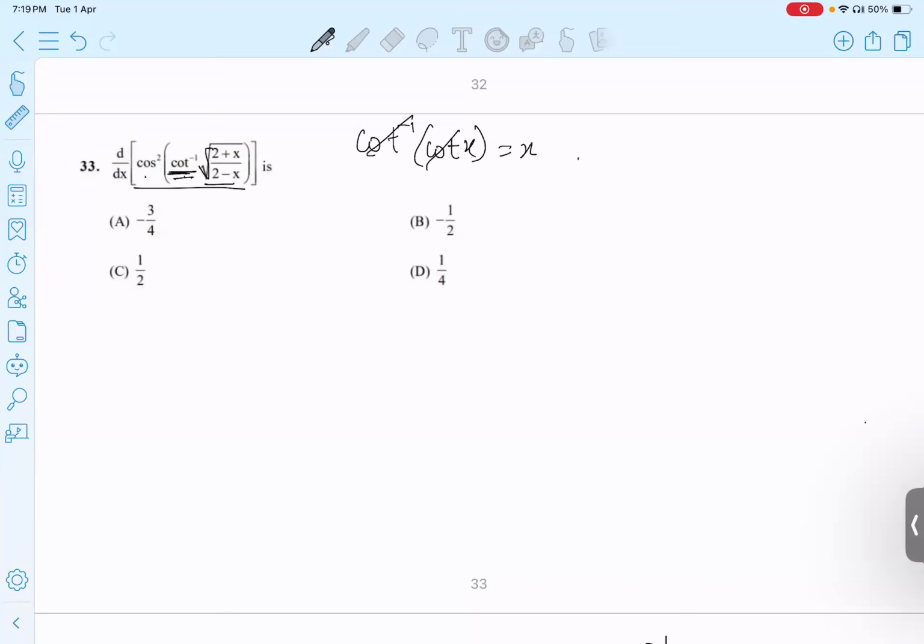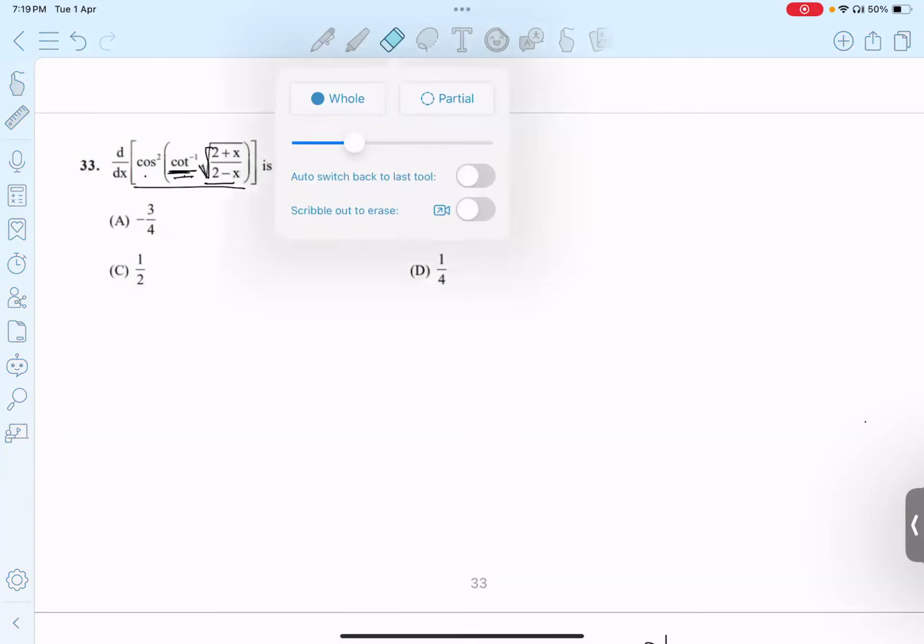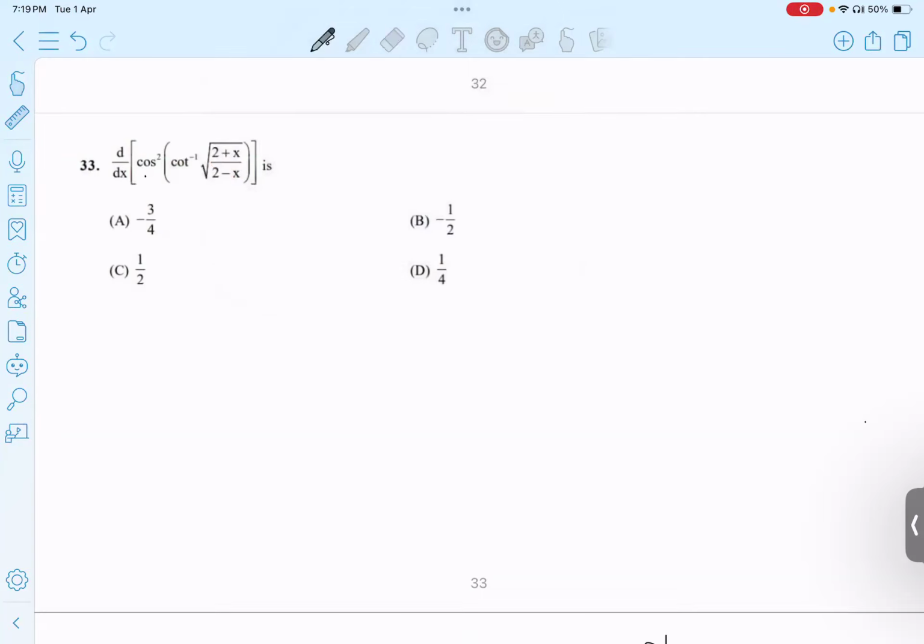That means inside this root, we have to get something like cot square, some value only. Because the square and the square root will be eliminated, and outside there is a cot inverse. These two also will be eliminated. Okay. So to make the numerator term, that is 2 plus x, as a cos, we will put x is equal to 2 cos 2 theta. Then x by 2 can be written as cos 2 theta.